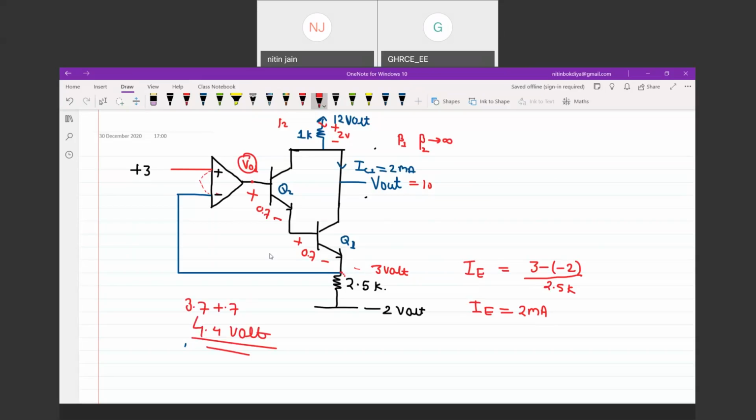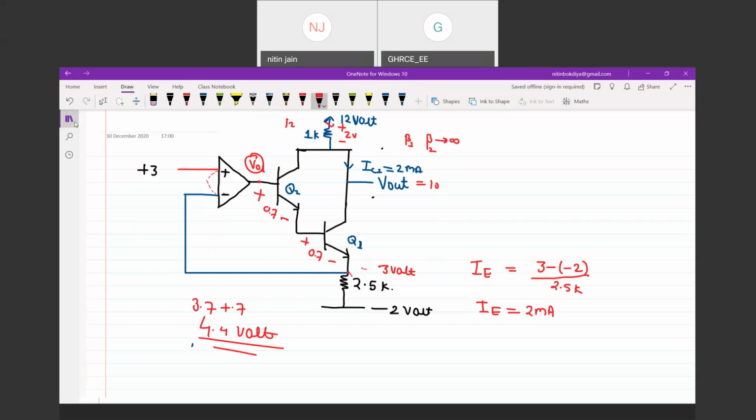So this is the way to analyze. Always go for the base emitter junction. The first priority is the base emitter junction, and the second priority for the question is to find some voltage difference and resistance so that you can get current. So I hope this is clear. Okay, good.